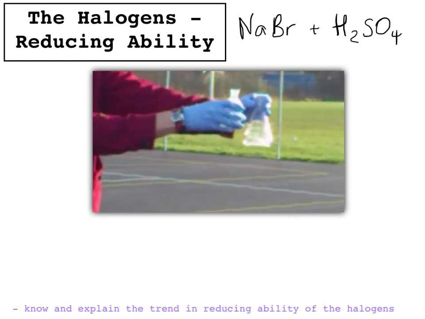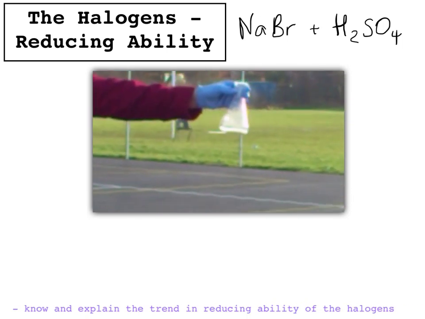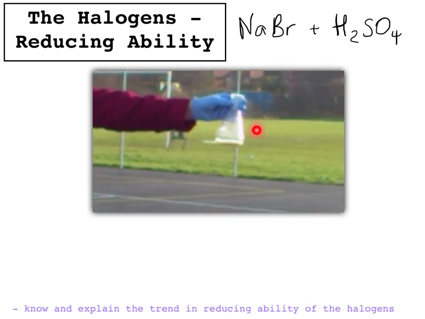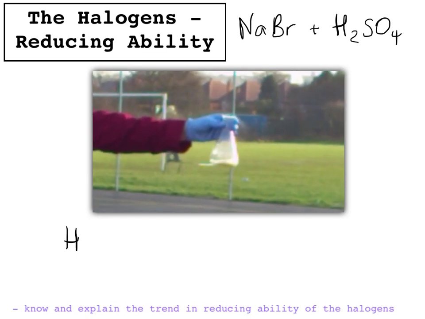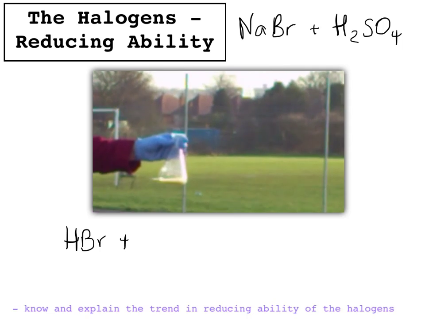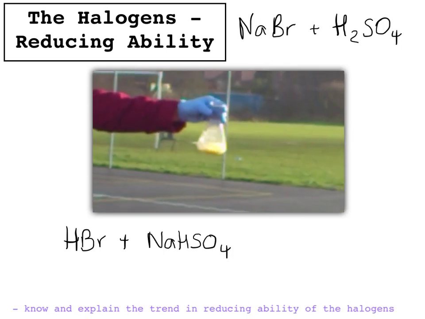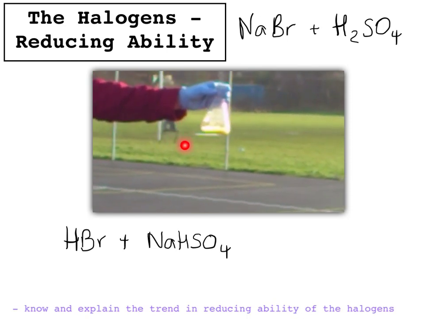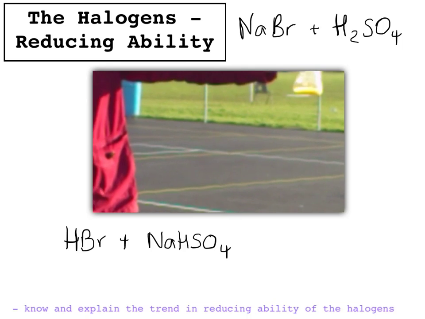At first, a similar sort of thing happens to what happened with the sodium chloride and sulfuric acid. You can see that a steamy white gas is being made, and this time it is hydrogen bromide. So hydrogen bromide and sodium hydrogen sulfate is being made first. But if you carry on watching, you can see that now the mixture is turning an orangey colour, and that orange colour is bromine being formed.